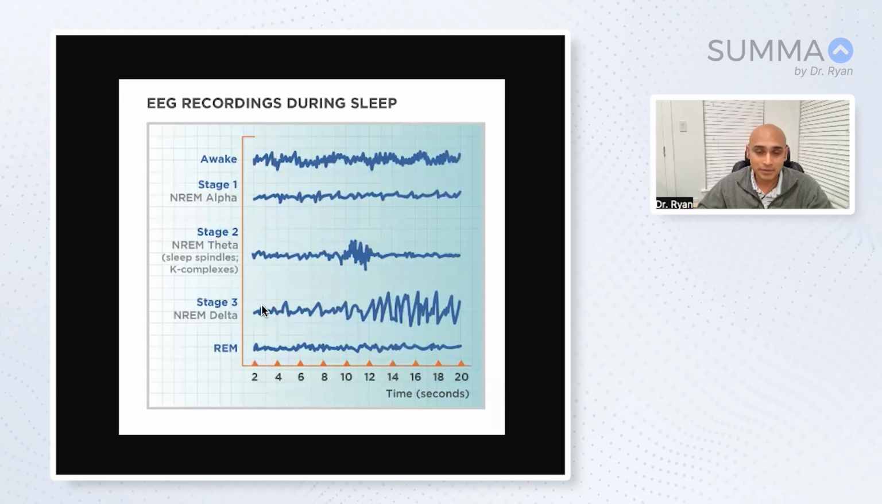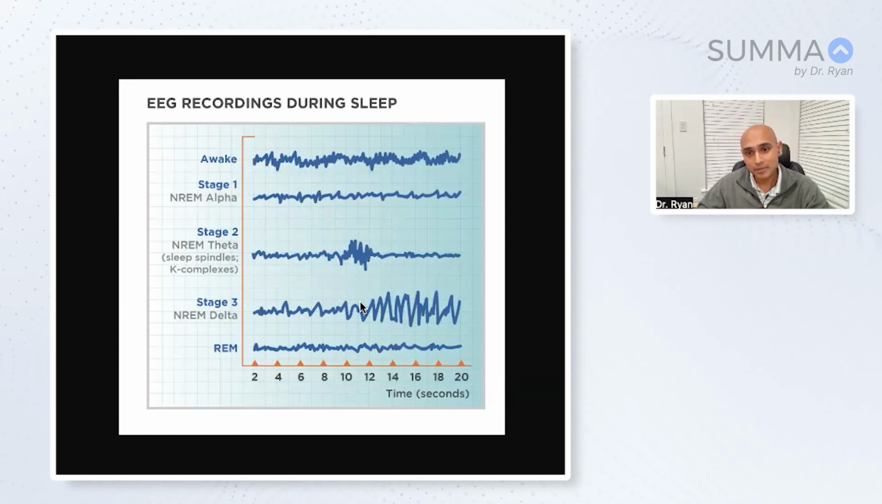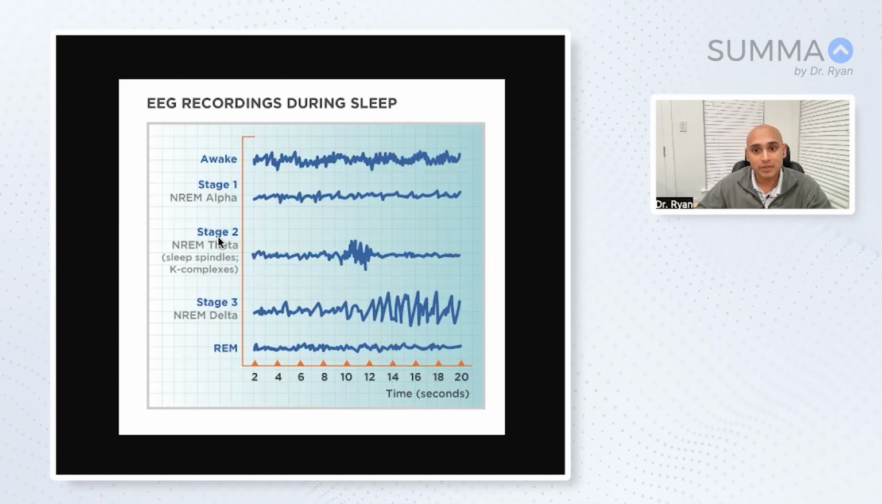And then delta, we call it slow wave sleep because it's very slow, and you only get about 4 oscillations per second in delta. Another important thing to point out is you get these large fluctuations in delta, indicating large electrical discharges. So there's a lot of really important turnover and helpful actions that occur when you're in delta sleep.